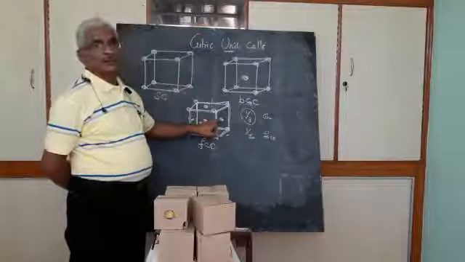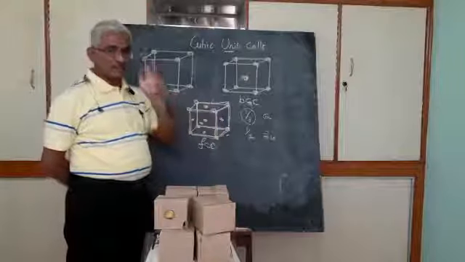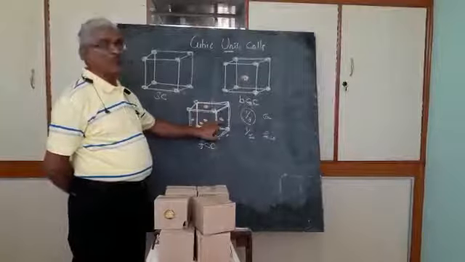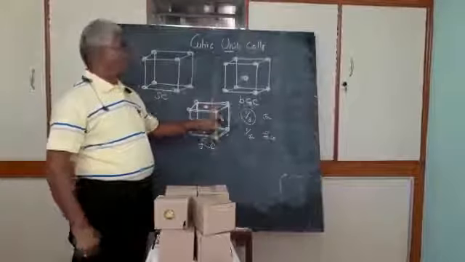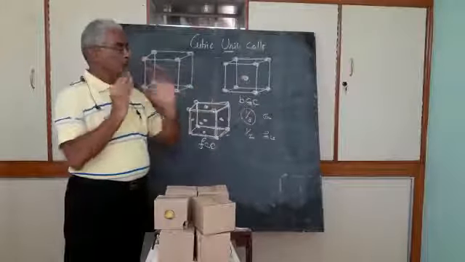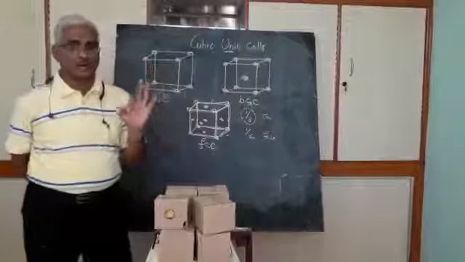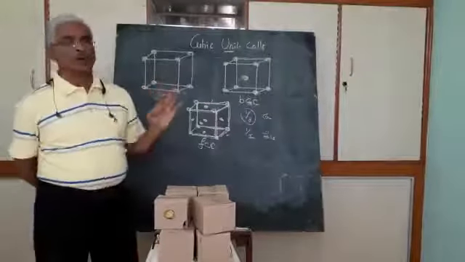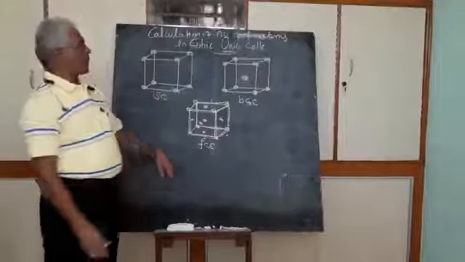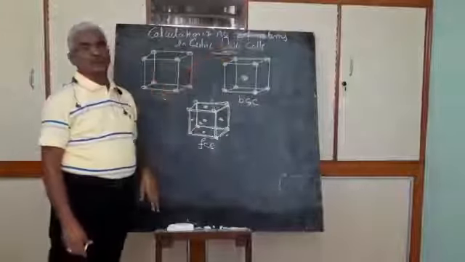Atom at the face center shared by 2 unit cell. So one atom is shared by 2 unit cell means for this unit cell, this atom is available only half. But whereas an atom present at the body center is wholly, totally present in this unit cell, it is not shared. So 3 types of atoms I told you. Based on this, we are going to do one calculation. Wait for some time. Next, we are moving on to calculation of number of atoms in cubic unit cells.